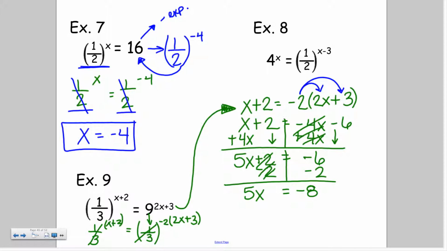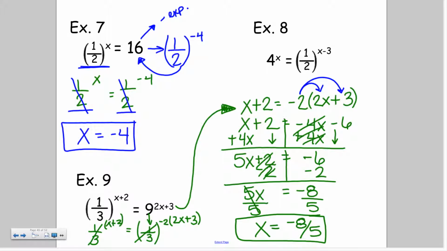All right, and then the last step is I'm going to divide by 5. When I divide by 5, I have x is equal to negative 8/5, and you can put that negative anywhere as long as it's on this fraction. So you could have a negative 8/5, you could have 8 over 5 with the negative out front, or you can put it with that 5. Any way is fine. Okay?